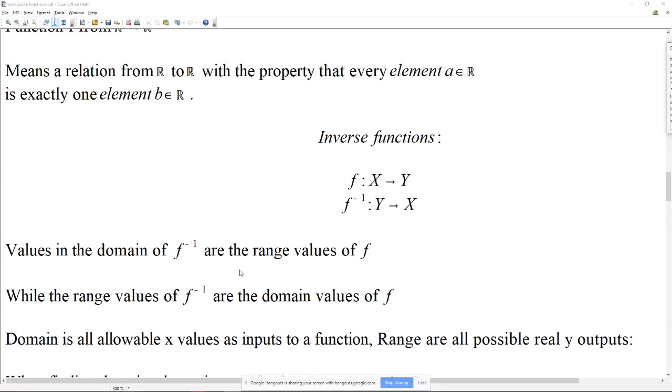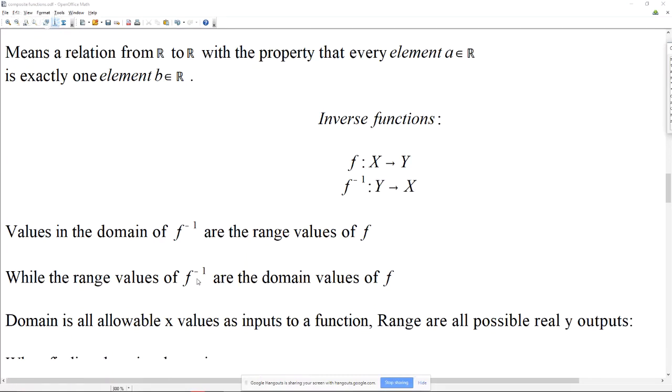So hang on. Okay, so the domain is all the allowable x values for the input. Range are all possible real y outputs, basically. And again, we don't want to have anything like 0 in the denominator. You can't take the derivative, obviously, if you have 0 in the denominator, because what kind of line does that produce?